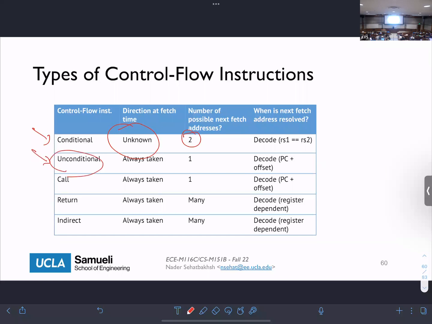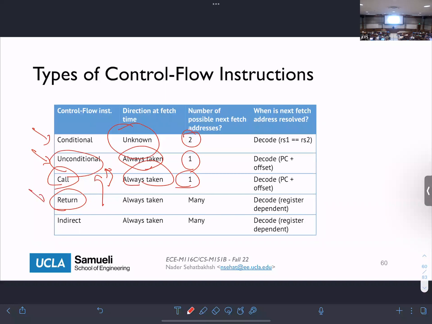Then we have unconditional branches. This is, for example, your jal instruction, which is always taken. Whenever you reach the jump instruction, you never doubt whether it is taken or not. It's always taken, and it always jumps to only one address. So always taken and only one possibility. Then you have call and return. If you remember, we said that call and returns are essentially jump instructions. So again, very similar to unconditional branches: always taken, and the address is one.